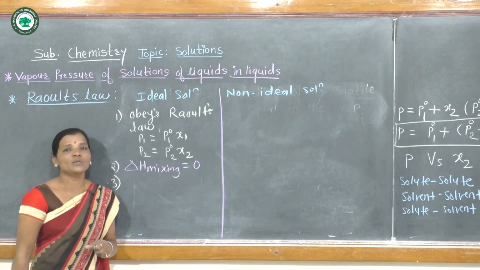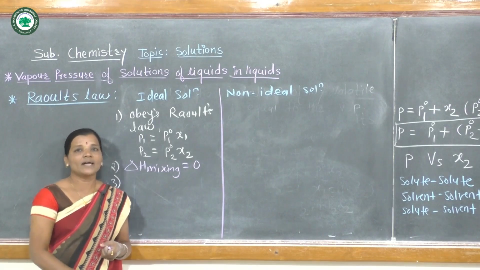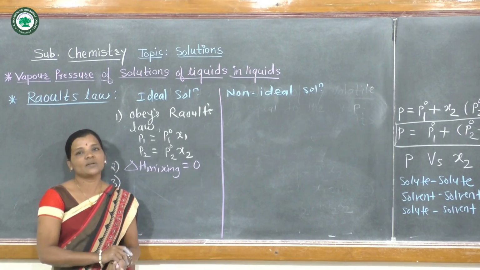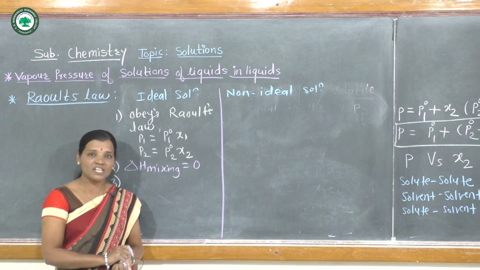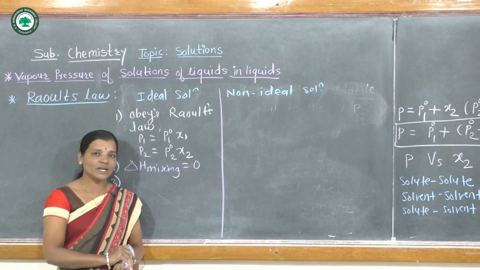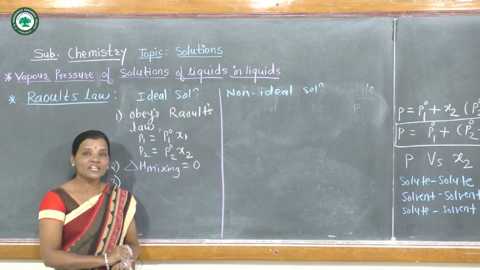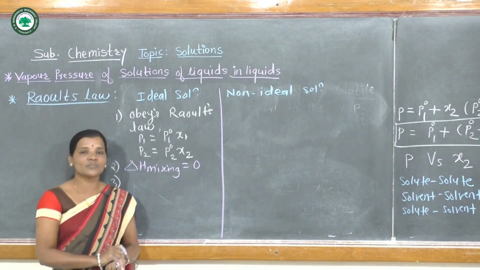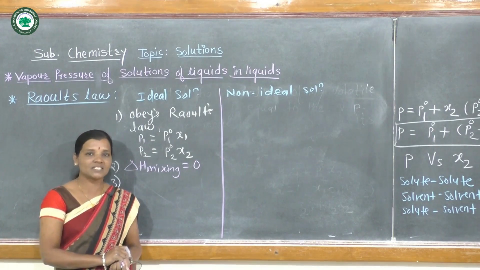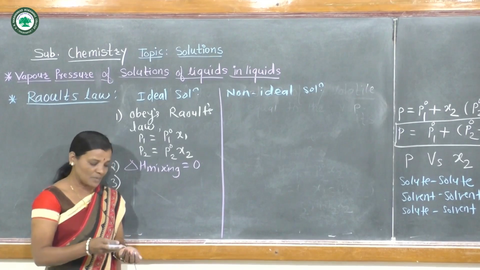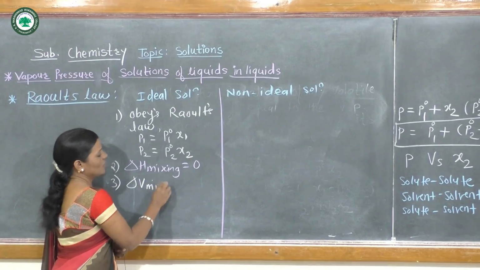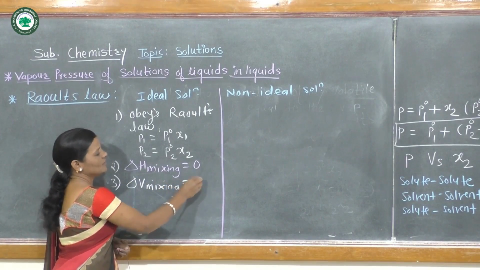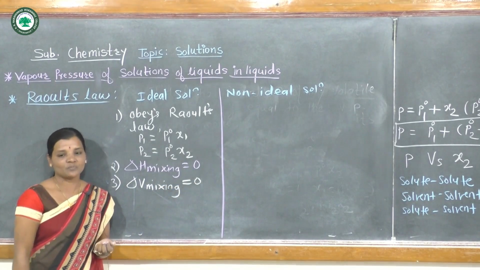Now consider the third point. According to Raoult's law, whatever volatile components are mixed together, whatever their volumes are initially, when they are mixed together to form an ideal solution, the initial and final volumes of the solution remain exactly constant. That means delta V mixing for the ideal solution is also 0.